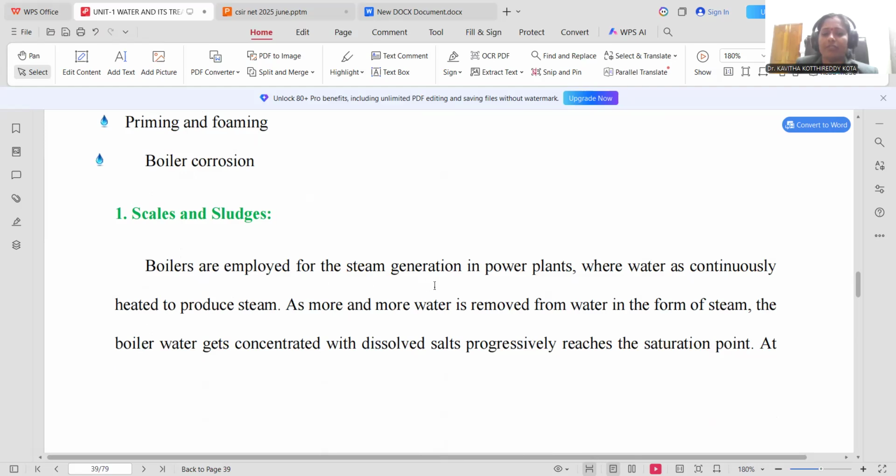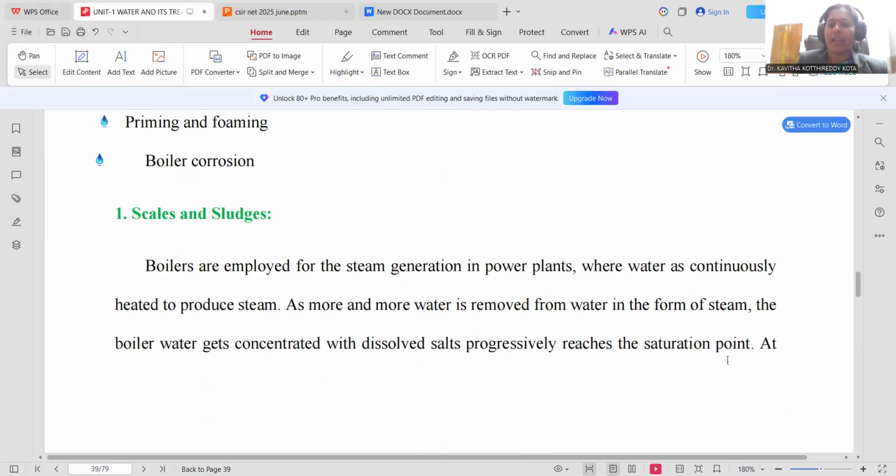Boilers are employed for steam generation in the power plants where the water is continuously heated to produce the steam. As more water is removed from the water in the form of steam, the boiler water gets concentrated, where the dissolved salt progressively reaches the saturation point. For example, boiler is the big tank. You are boiling the water continuously. Whenever boiling takes place, what happens? Liquid water gets vaporized and steam is generated continuously. You are collecting that steam.